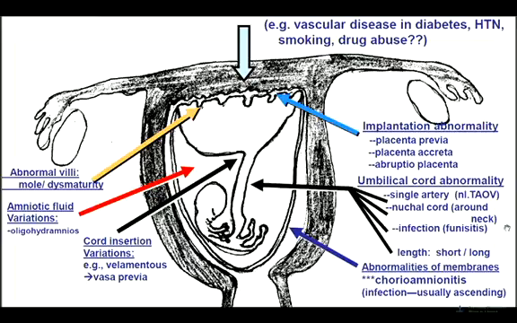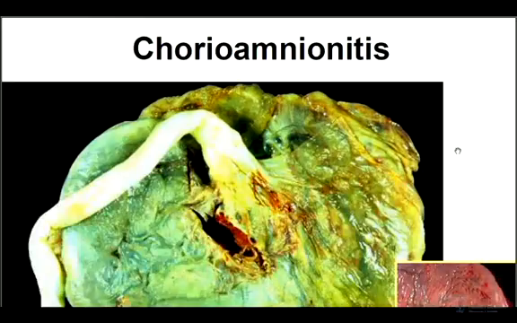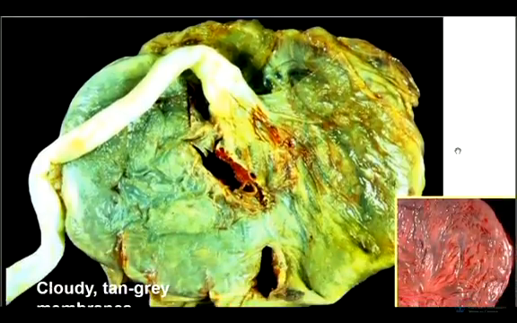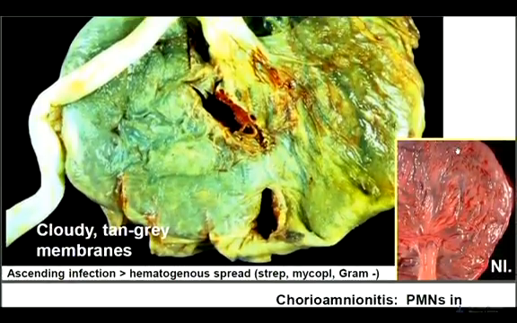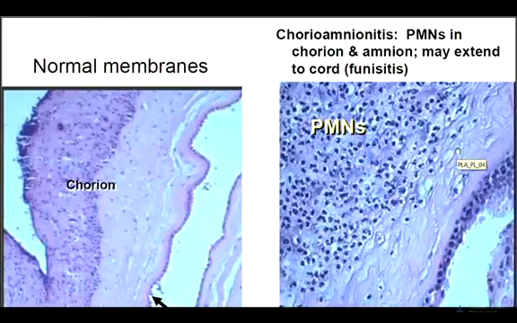Infection that proceeds up into the cord is called funisitis. And we had the abnormalities of the placenta itself. This is chorioamnionitis, which we saw, discolored membranes. The organisms are listed there: beta hemolytic strep, mycoplasma, gram-negatives. The membranes, when sectioned, show neutrophils. Normally the membranes are the amnion, the cuboidal epithelium, and the underlying chorion, which is connective tissue with no inflammation.